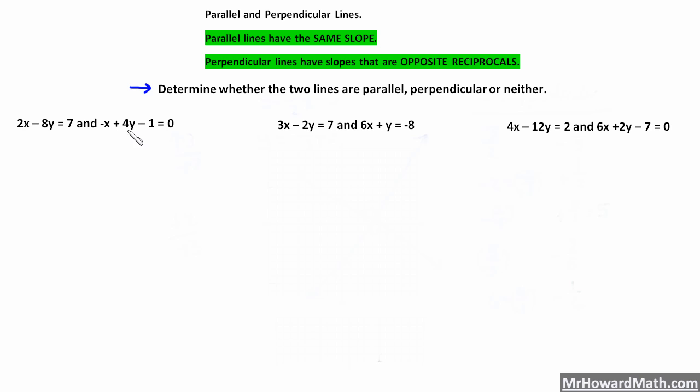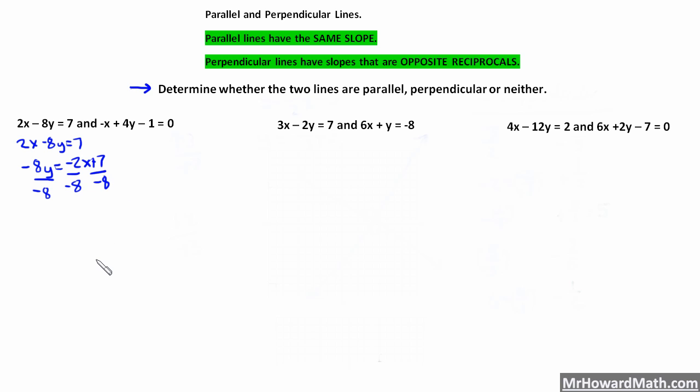We've got standard form lines here. So what must we do to identify the slope? We have to get y by itself, so that's going to be our first step. So with this line, we have 2x minus 8y equals 7. So we'll subtract the 2x, negative 8y equals negative 2x plus 7. Then we'll divide everything by negative 8.